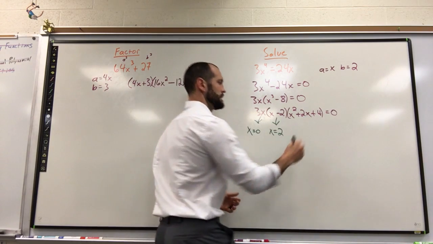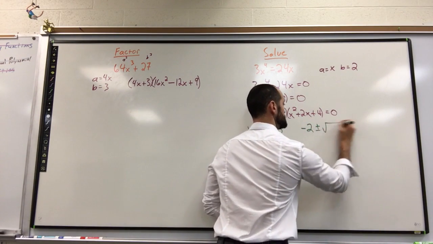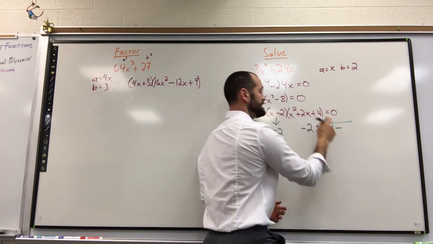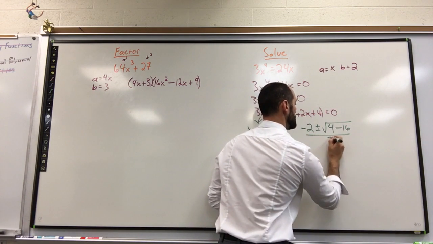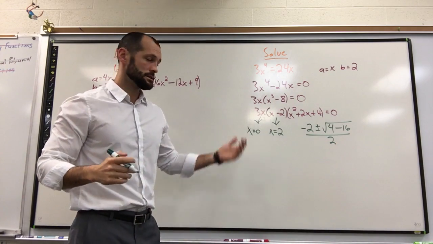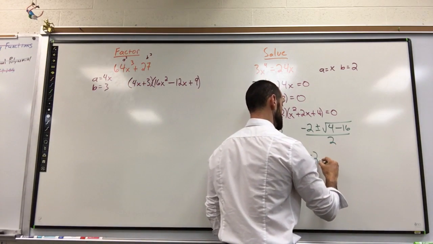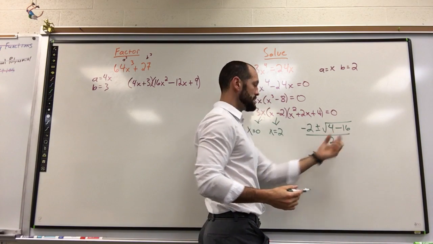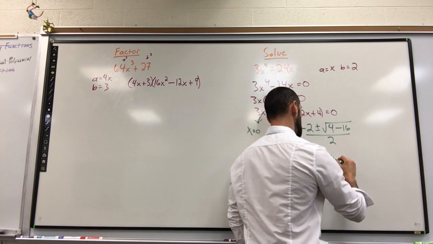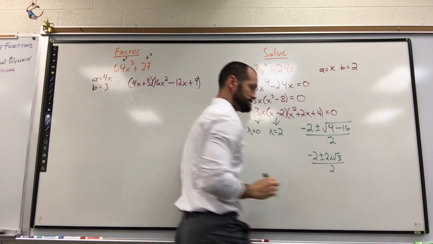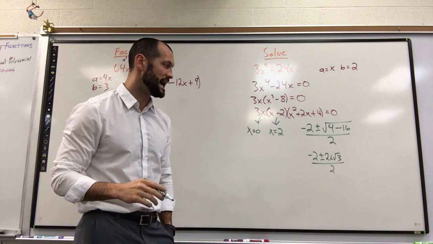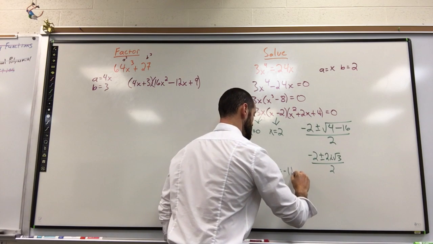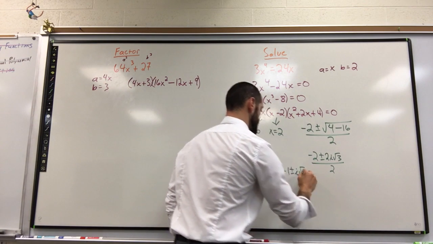All day long. Here we go. Negative b plus or minus the square root of b squared, which is 4, minus 4ac, which is 16, all over 2a, which is 2. Start simplifying. We get negative 2 plus or minus. That gives me negative 12. We're going to be smart here. If you break down negative 12, you get 2i square root 3 all over 2. Notice they all reduce by 2. So my final root is negative 1 plus or minus i root 3.